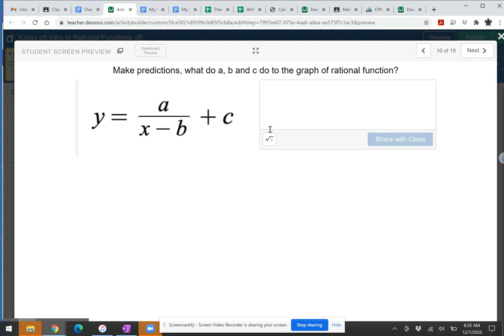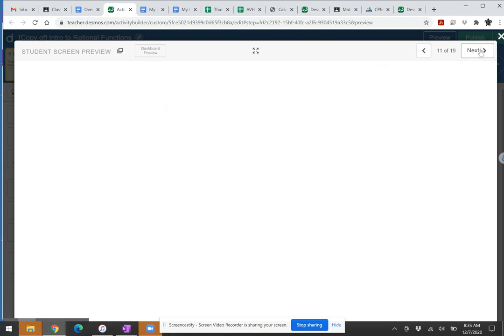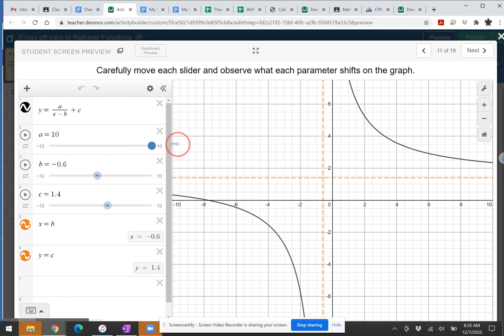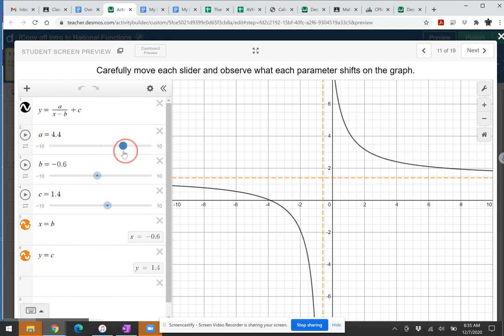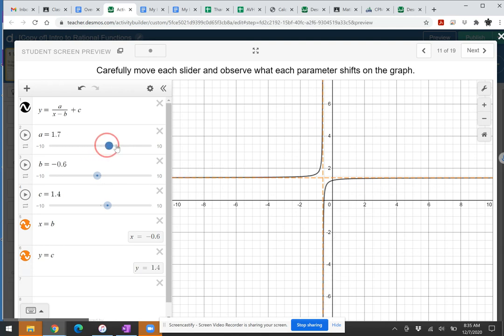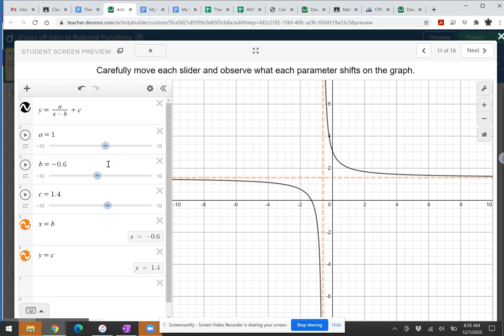So this is the general format of a rational function, where you have A, B, and C. What we're mostly worried about are B and C. Notice that A will change the shape of the graph. And if you go from positive to negative, A is going to flip. Instead of being top right and bottom left, it's going to go top left and bottom right. Okay, so if A switches signs, it reflects it.